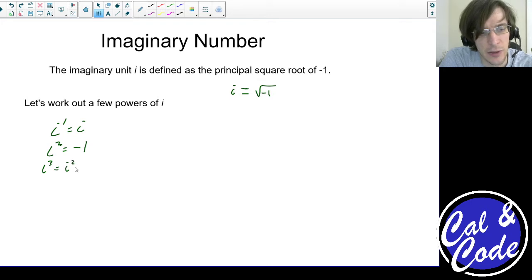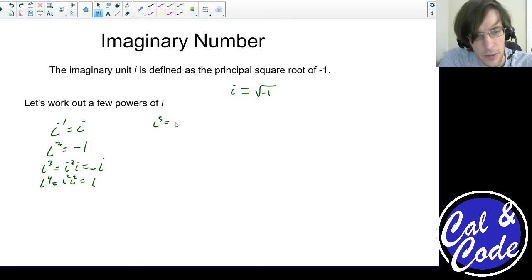And i cubed would be i squared times i, so it'd be -i, because i squared is -1 times the i gives me -i. And that would mean that i to the fourth would just be i squared twice. So that would be -1 times -1, which is +1. So i to the fifth power would be i to the fourth, which we already know is 1, times i, or it'd be i. i to the sixth would be i to the fourth times i squared, which we know is -1. And then i to the seventh, I think you can follow the pattern and see that's going to be -i, and i to the eighth is going to be 1.